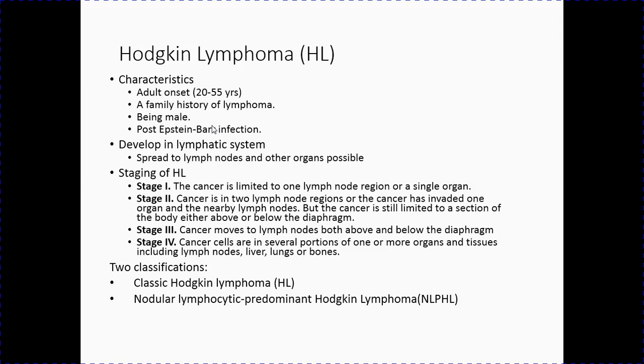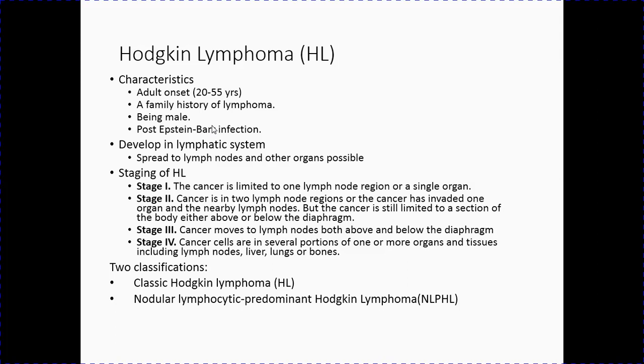Hodgkin's lymphoma develops in the lymphatic system, spreads to the lymph nodes and other organs. It doesn't have to spread systemically, but it may spread to the spleen, to the liver. So it can spread beyond the lymph nodes, is what I'm saying.